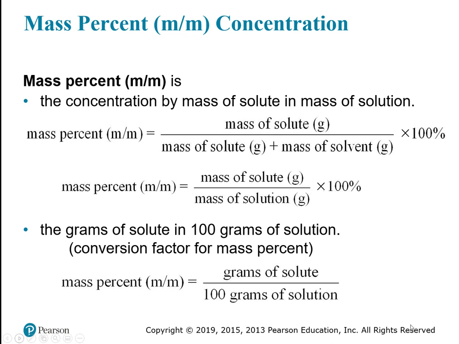The first way that we're going to calculate concentration is mass percent. So we're looking at the mass of the solute in grams over the mass of the total solution. The mass of the total solution is going to be the mass of the solute plus the mass of the solvent.